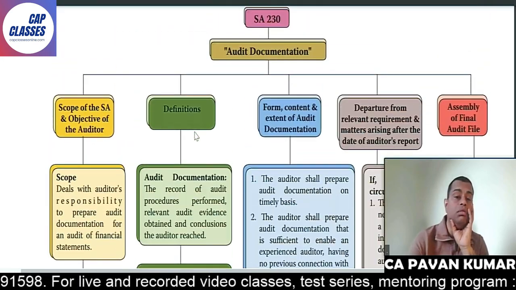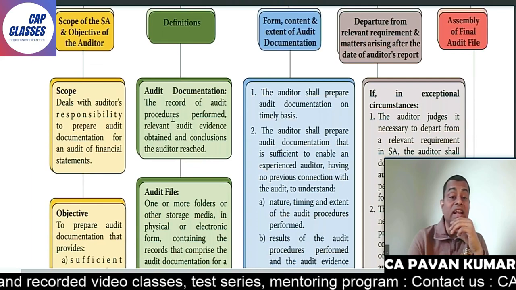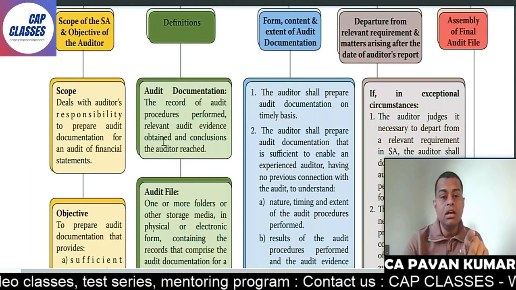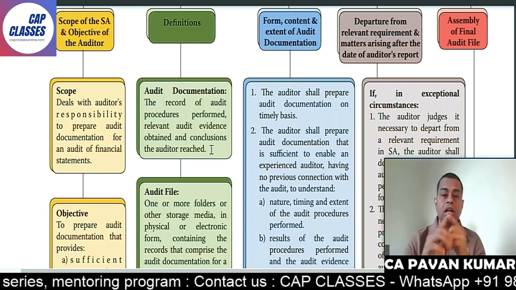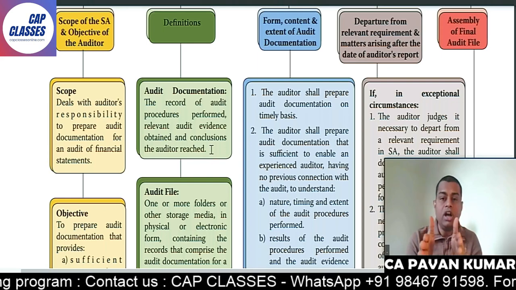Okay, now, definitions. There are three definitions. One, audit documentation. It is the record of audit procedures performed, relevant audit evidence obtained, and conclusions the auditor reached. So, in audit documentation, what all will be there? The record, in this record, what all will be there?